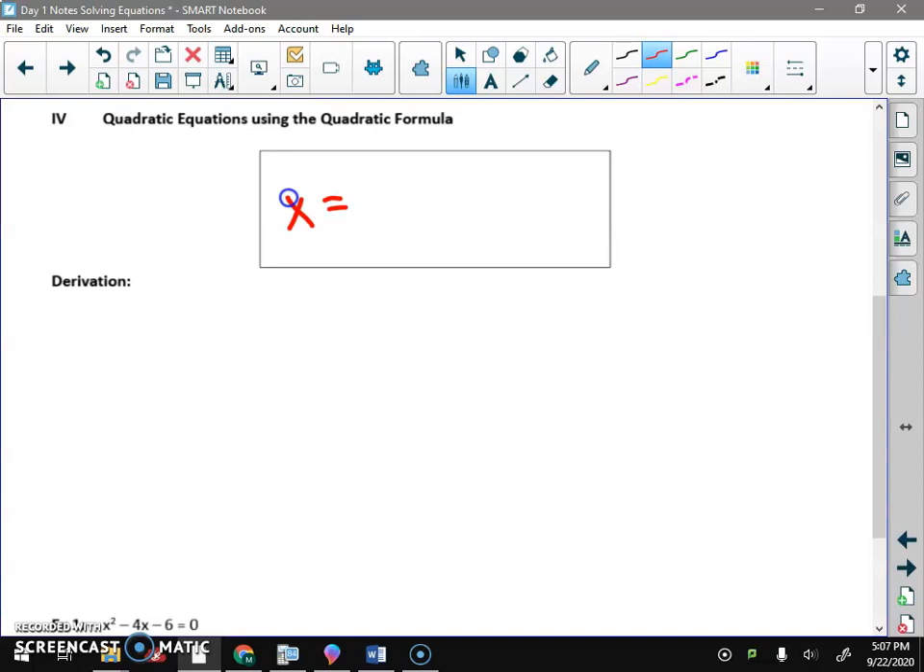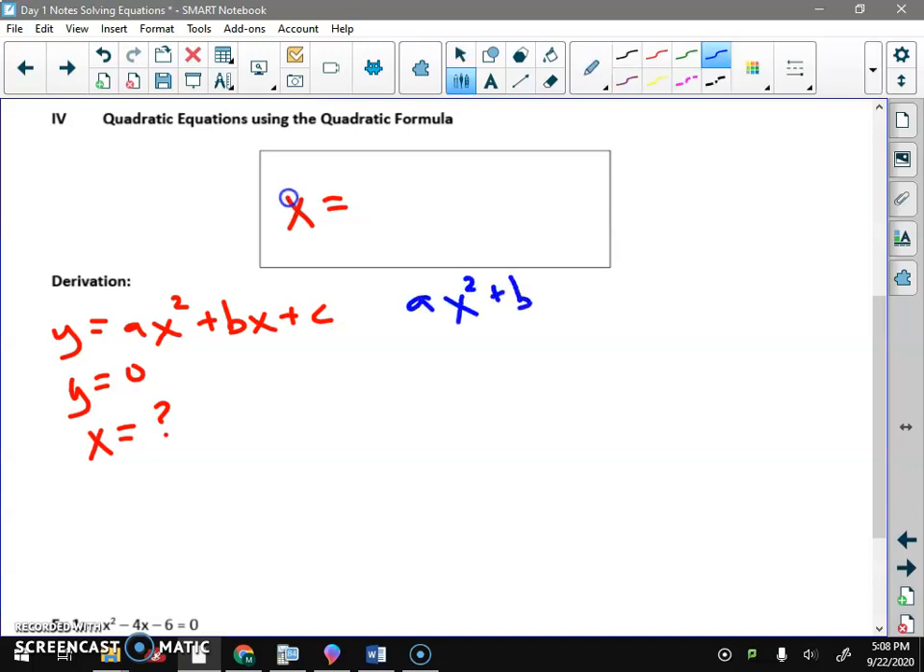Okay? So here's what somebody said. They said, I want to take a quadratic equation, any quadratic equation whatsoever, meaning ax squared plus bx plus c. A could be anything, b could be anything, c could be anything. And I want to find the roots. Roots means y equals 0. What are the x's? So what some smart person a long time ago did is he said, let's take this and solve it for x in terms of a, b, and c. And that'll always work to find the roots, whether they're real, imaginary, irrational, or rational.